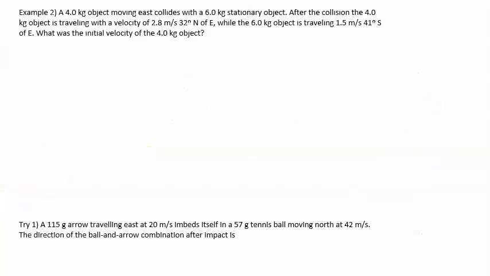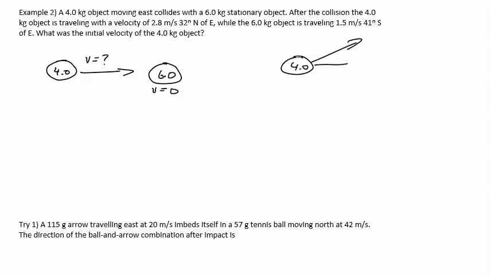Taking a look at our next example, we've got a 4 kilogram object traveling east, but we're not given what this velocity is. It's going to collide with a stationary 6.0 kilogram object, so it's got a velocity of 0. And afterwards, this 4.0 kilogram object is going to shoot up at an angle of 32 degrees at a velocity of 2.8 meters per second. The 6 kilogram object is traveling now down with an angle of 41 degrees at 1.5 meters per second. So coming along east, and it deflects up and causing the 6 kilogram to move down.